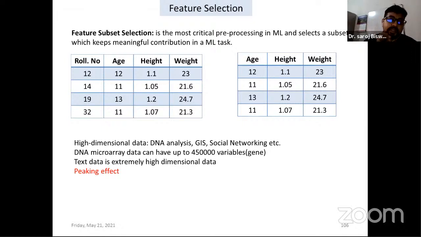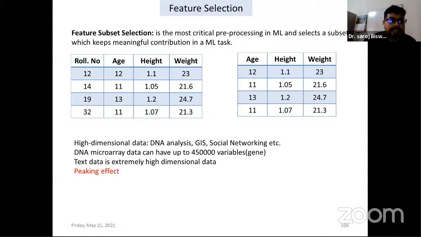Now you can have a question: what's the difference between feature selection and feature extraction? In feature extraction, we are creating new features. But in feature selection, we are keeping only a subset of features. We can have 10 features, and out of 10, we can keep 7 or 8. We are not creating any new feature in feature selection; rather, we are keeping only a set of features.